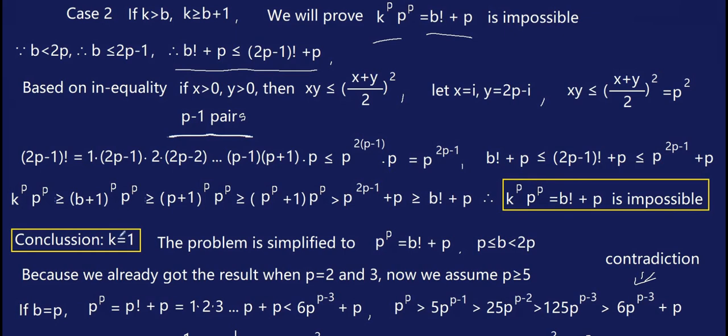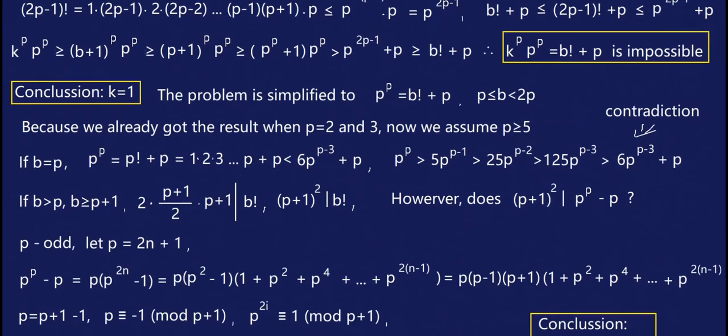Now we get the conclusion. K must be equal to 1. It cannot be any other number. The problem is simplified to p^p equals b factorial plus p, and b is less than 2p but greater than or equal to p. So the problem is simplified.